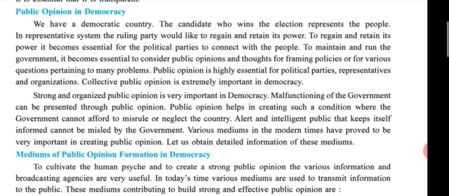An alert and intelligent public that keeps itself informed cannot be misled by the government. Various mediums in modern times have proved to be very important in creating public opinion. So let us obtain detailed information on these mediums. So the next topic is mediums of public opinion formation in democracy. We will start in our next lecture.